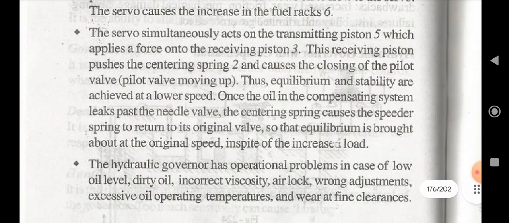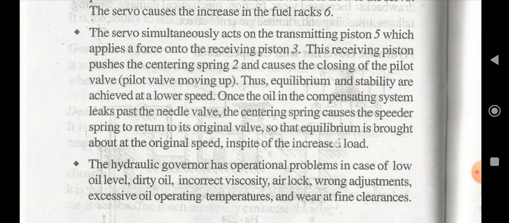Then the servo simultaneously acts on the transmitting piston, which applies force onto the receiving piston. This receiving piston pushes the centering spring and causes closing of the pilot valve. Thus equilibrium and stability are achieved at lower speed. Once oil in the compensating system leaks past the needle valve, the centering spring causes the speeder spring to return to its original position. So equilibrium is brought about at the original speed despite the increased load.